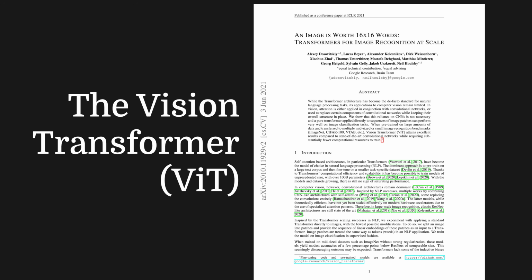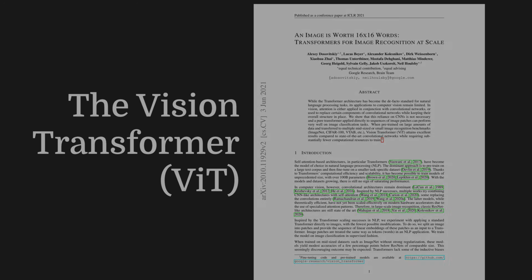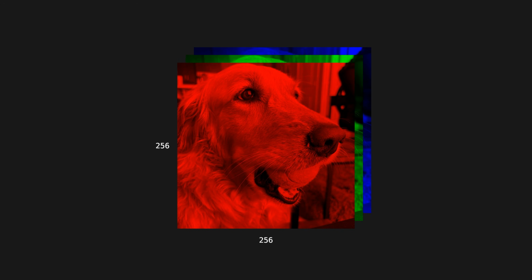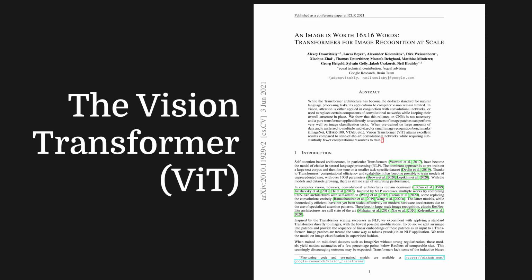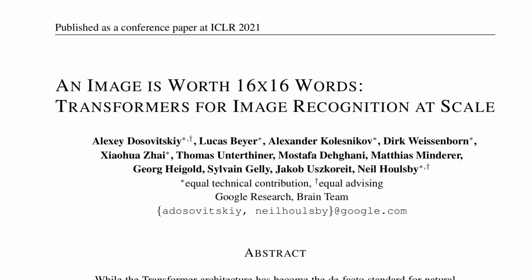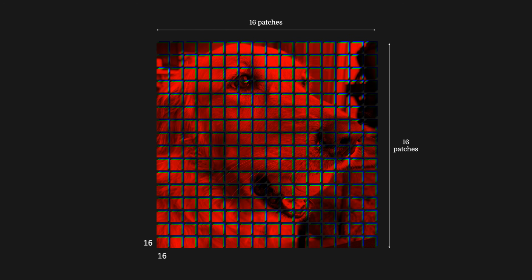The Vision Transformer, or ViT, proposes a simple yet effective solution. Instead of operating on raw pixels, it splits the image into patches of 16 by 16 pixels each. This gives us a grid with 16 by 16 patches, all attending to each other. As the ViT authors put it, an image is worth 16 by 16 words. Operating on patches instead of pixels brings self-attention down from a few billion computations to about 65,000, much more tractable.